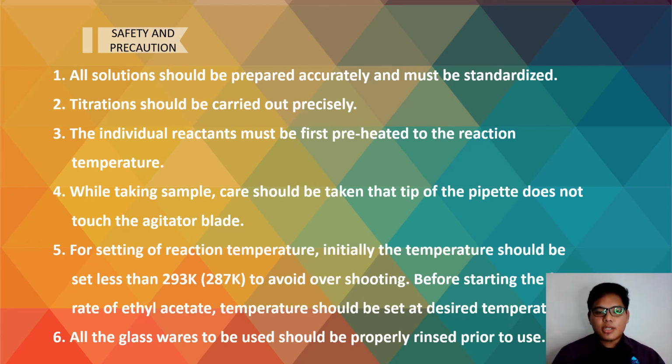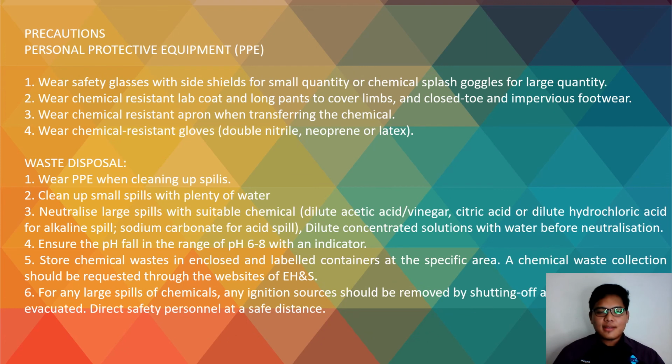For setting of reaction temperature, initially the temperature should be set less than 293 Kelvin to avoid overshooting. Before starting the flow rate of ethyl acetate, temperature should be set at desired temperature. All the glassware to be used should be properly rinsed prior to use. These are the basic precautions before, during, and after the experiment, from personal protective equipment to waste disposal.